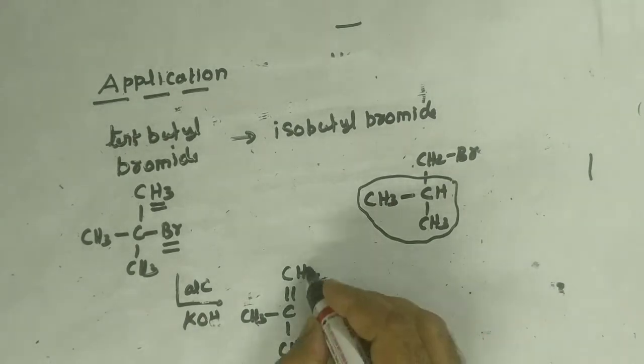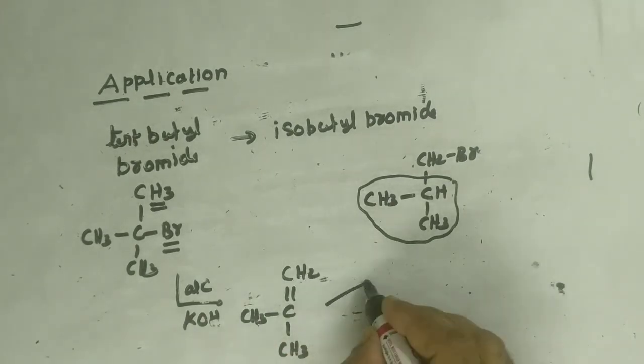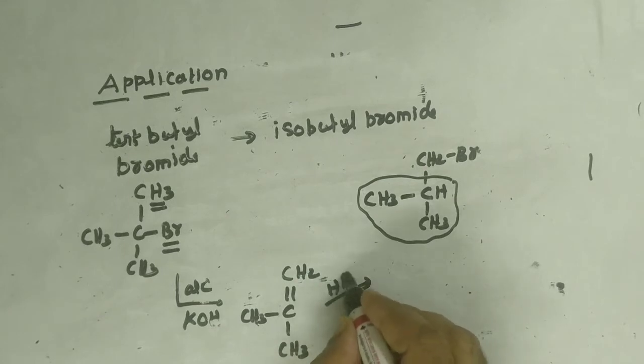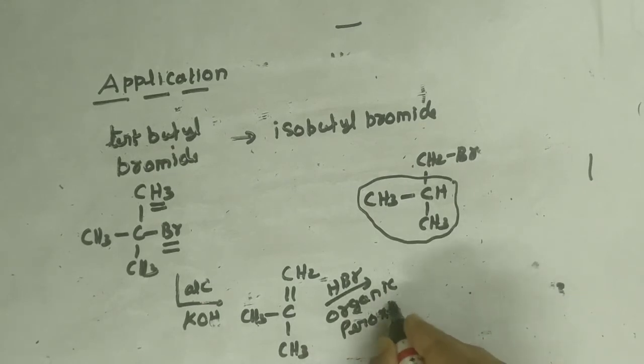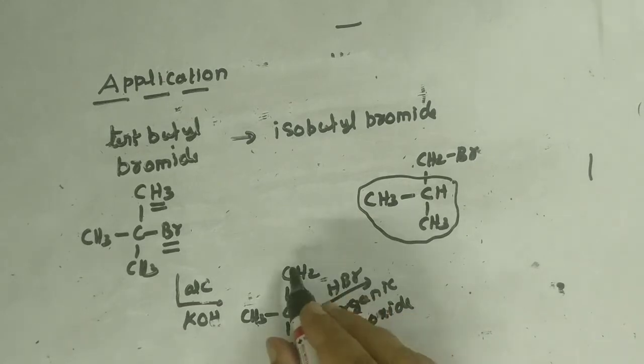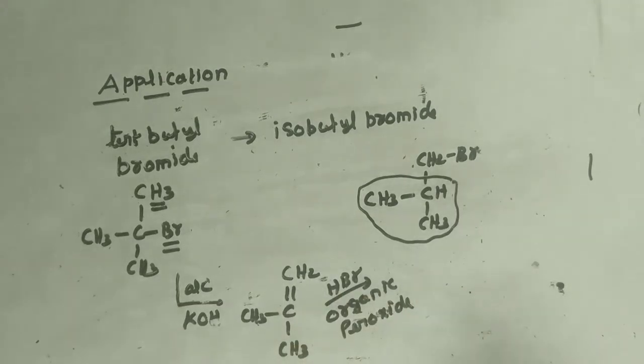Now we want to put Br at the first position. So naturally I like to go for anti-Markovnikov. I react it with HBr in the presence of organic peroxide. And if I react with HBr and organic peroxide, the Br is going to attach at the first carbon and you will get the formation of isobutyl bromide.